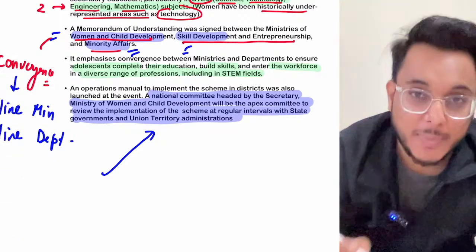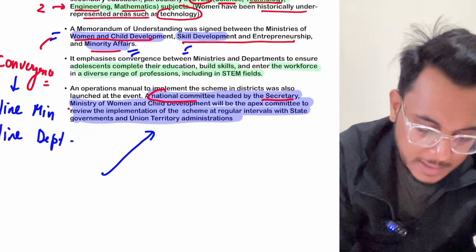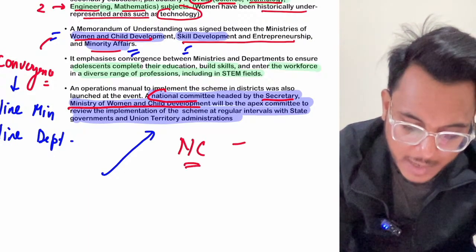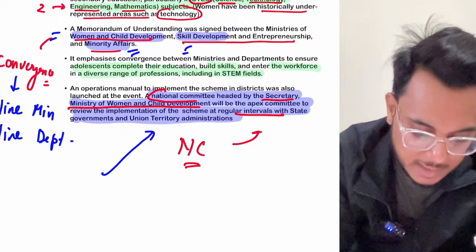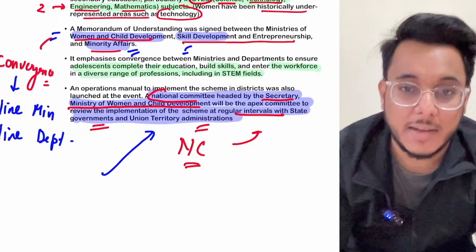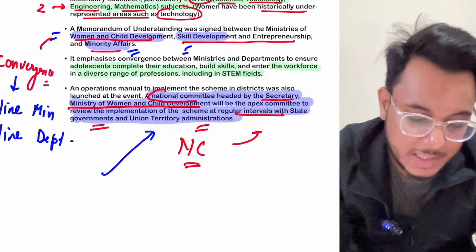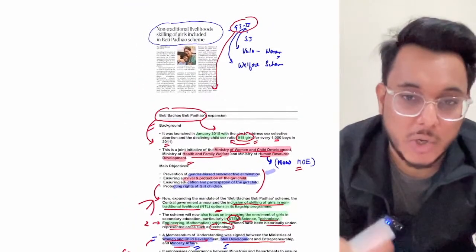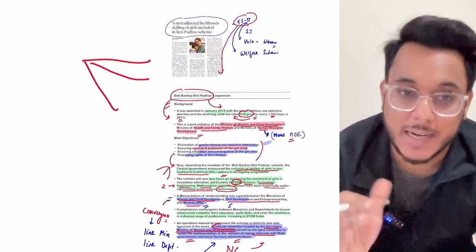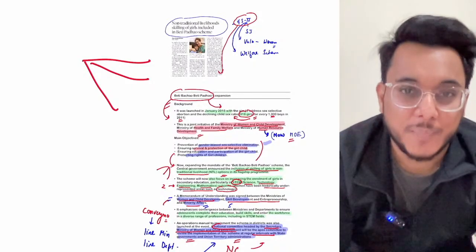So for the proper implementation, a national committee which will be headed by the secretary under the Ministry of Women and Child Development. So this national committee will be constituted and it will see at the regular intervals. It will take the data from the state government, from the union government, from the UTs, and will see whether the scheme is being implemented properly or not. So this is the expansion of the Beti Bachao, Beti Padhao that has happened. So that's all about this particular article, guys. I hope that you have understood it. And now we'll move to the next article.